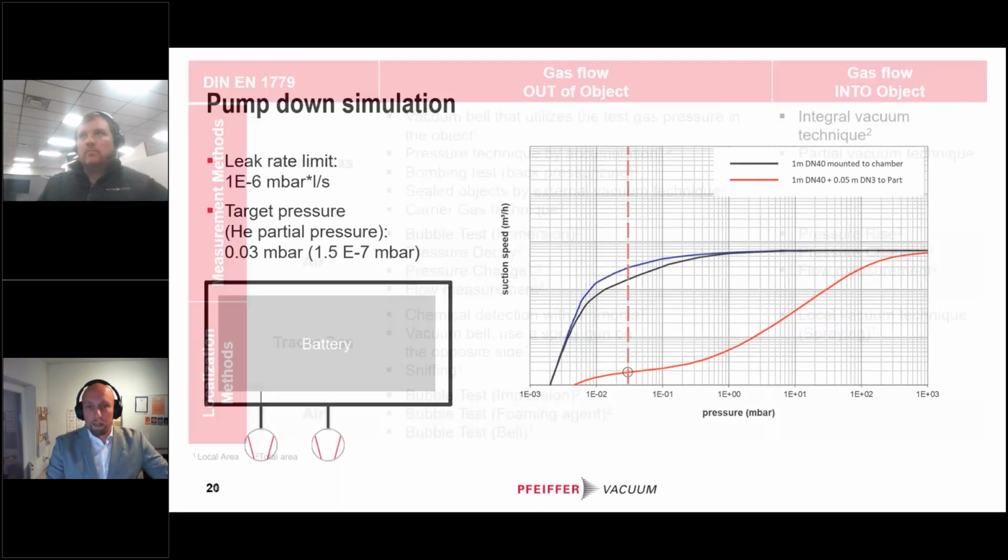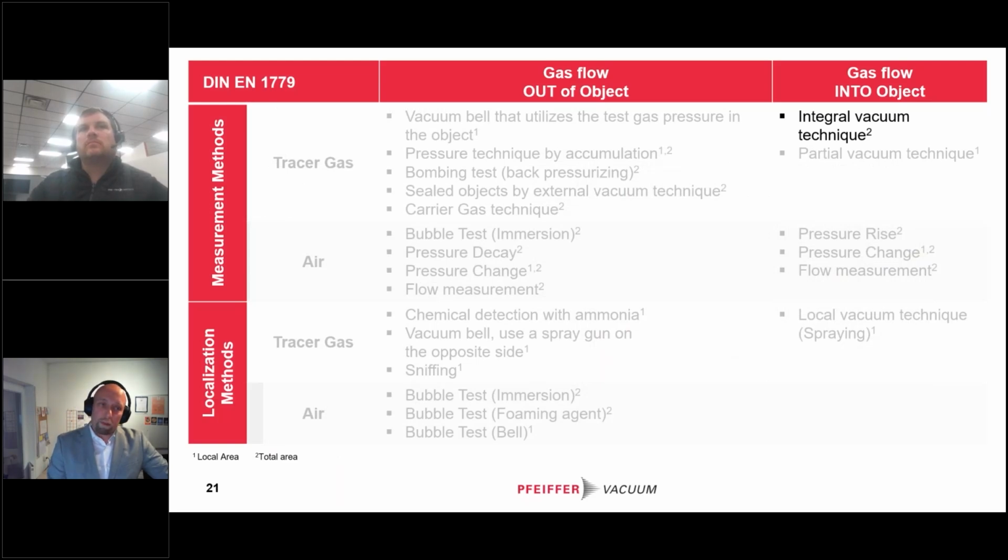Right now, I just want to tell that if you're not able to pump the interior of the battery to that level because of the cycle time, well, you can also think of inverting the test direction. So going from into the object to out of the object. This allows us to reach much higher pressures. So target pressure, for example, 1 millibar in the battery cell, because we only have to make sure that we have a known concentration of helium inside to calculate the real leak rate of the defect we want to measure.